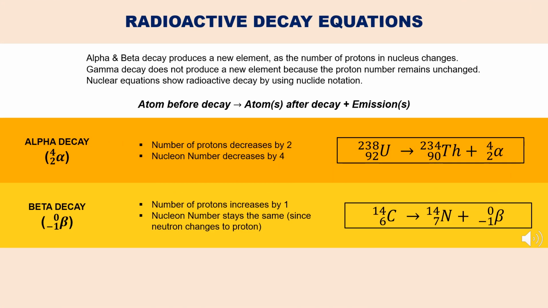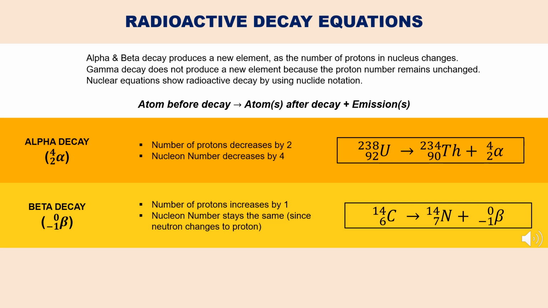Next up is beta decay. So when a nucleus emits a beta particle, a neutron in the atom's nucleus changes into a proton, which means that its proton number has increased by 1. But since the nucleus has lost a neutron but gained a proton, the nucleon number doesn't change. So you must remember that in beta decay, the number of protons increases by 1, which creates a whole new element, but the nucleon number remains the same.